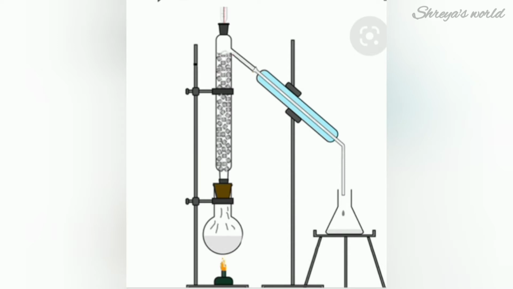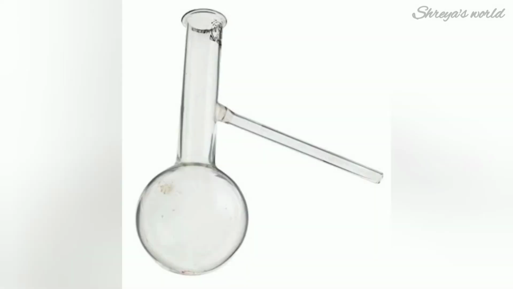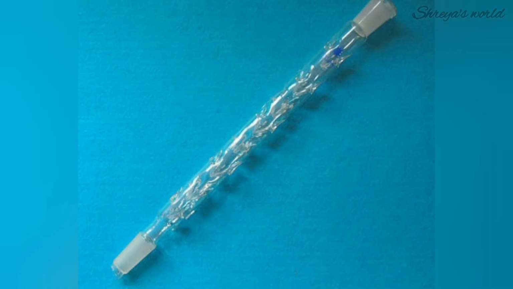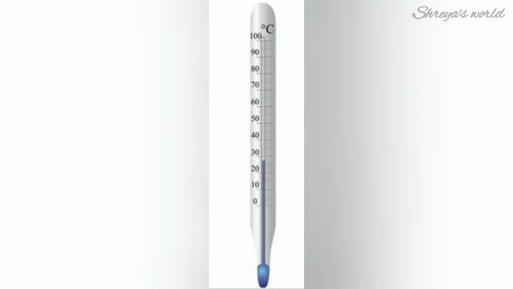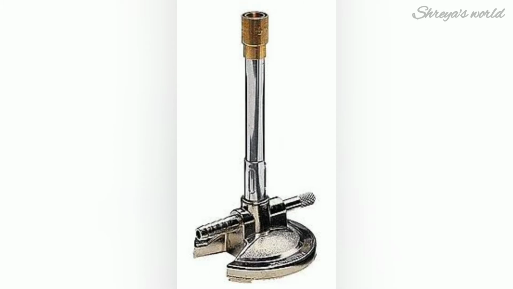Now, let's talk about some of the apparatuses required for the process. Distilling flask, condenser, receiver, fractionating column, thermometer, and a heat source.